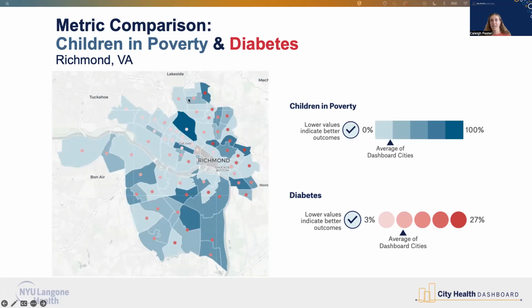And so if you were to click into any one of these, it would show the numbers for both children in poverty and for the diabetes rates, but you can also visualize that here with just the colors, where the darker colors for both scale bars are the worst outcomes versus the lighter colors are the better outcomes. So that's just a few ways of how the dashboard can help you visualize data and help you communicate it to your audiences within your community.